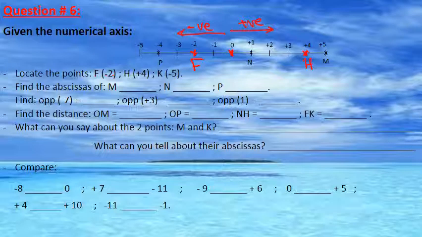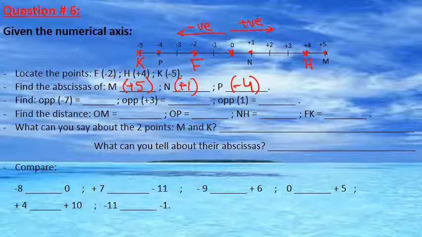K has an abscissa of minus 5. So it's negative, and this is K. Find the abscissas of M. This is point M. Point M has an abscissa of plus 5. Point N, this is point N. It has an abscissa of plus 1. P has an abscissa of minus 4.